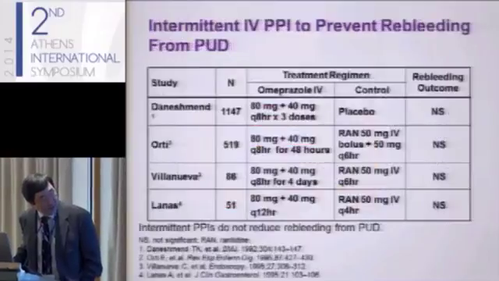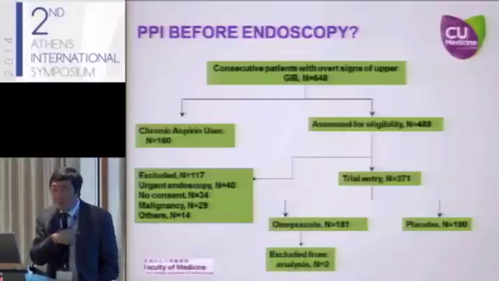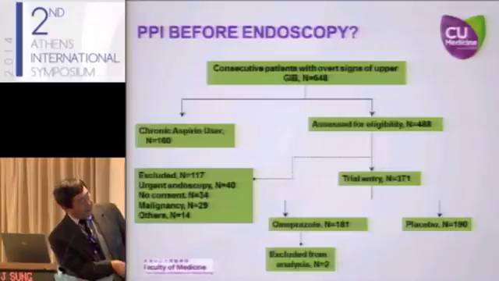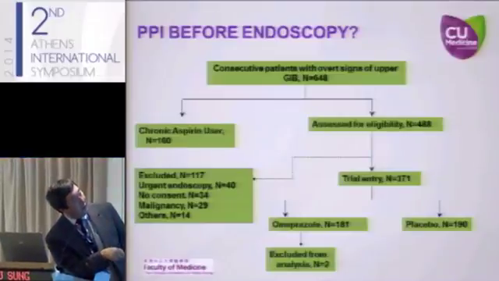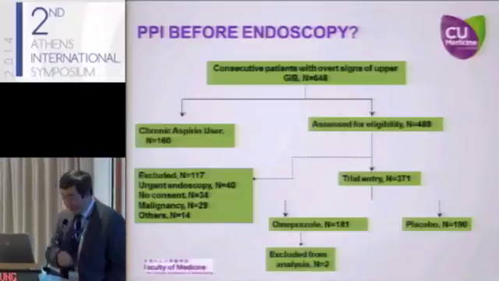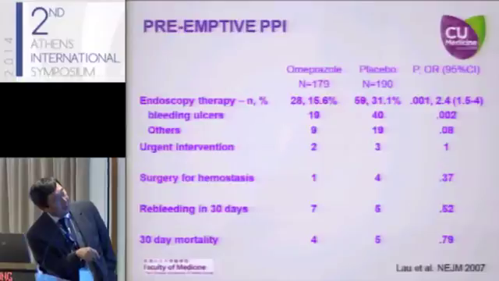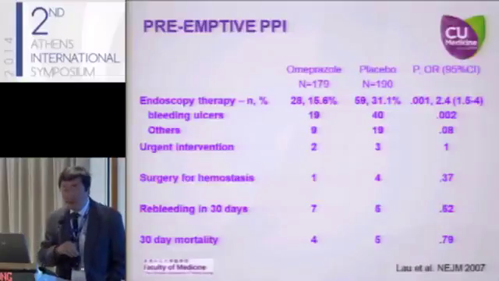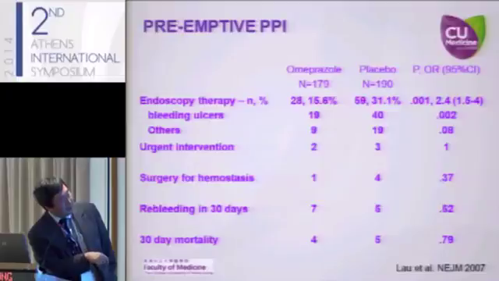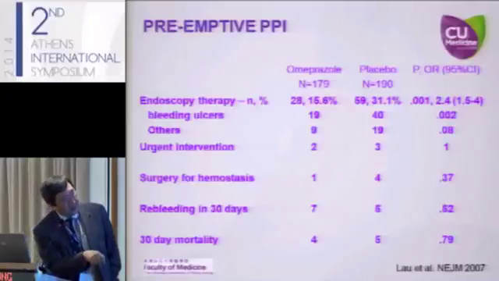However, my question was really whether PPI should be given before endoscopy. This study run by Dr. James Lau in our group was to see whether giving IV omeprazole before endoscopy has any benefit. The result shows that if you give IV PPI before endoscopy, at the time of endoscopy you will see fewer actively bleeding ulcers because most of the ulcers have stopped bleeding temporarily. That is the only advantage. In terms of subsequent management, surgery, recurrent bleeding, and mortality, there was no difference.